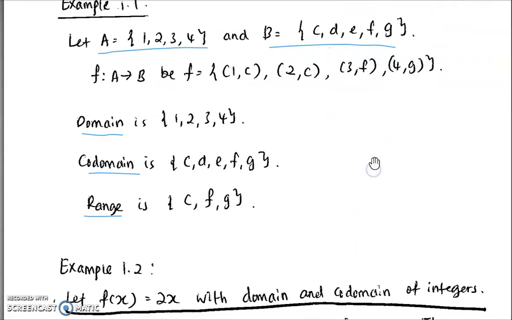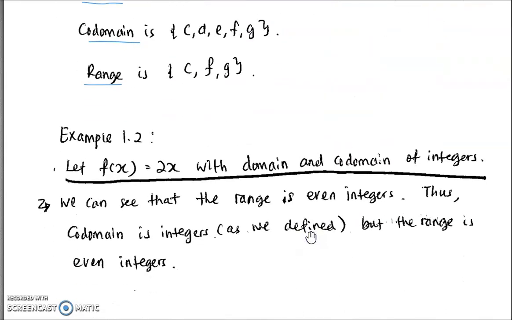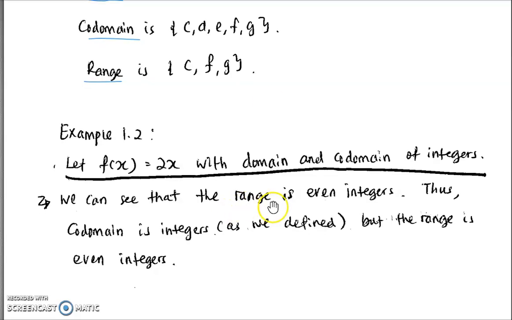Later on, let me use another example to show you. For example, I give you the function f(x) equal to 2x, and the domain and codomain are all the integers. If you look at the output, if you try to map these integers in the domain, you will find that the output is only the even integers. That's why the range is the even integers here. Even though the codomain is the integers, the range is only the even integers.